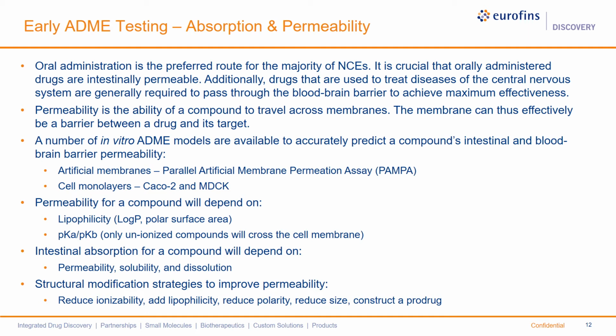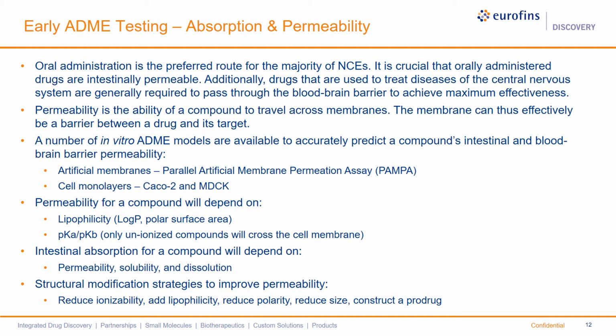This includes things like reducing the ionizability of a drug, adding in a little bit of lipophilicity so that the drug is able to freely cross membranes and get to where it needs to go, reducing the polarity of a drug, and reducing its size. The larger a drug is, the less likely it is to be permeable. And again, this comes back to the Lipinski rule of 5 that we mentioned earlier. And also the potential of constructing a drug as a prodrug.